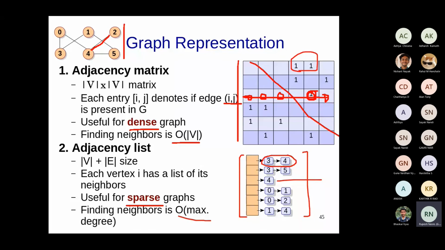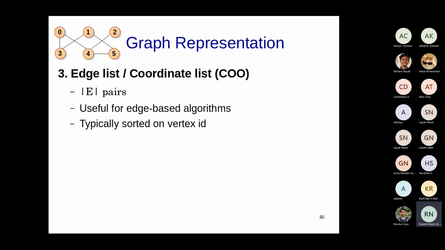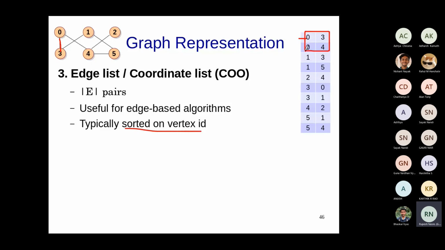The first one is essentially the edge list, which is also called the coordinate list format or COO format. What we do is we just store all the pairs for the edges. So essentially each entry is an edge. 0 to 3 is an edge, so I just store that. And typically this gets sorted by the vertex ID. So 0, 3, 0, 4 becomes the adjacency list of node 0. Similarly, 5 is connected to 1 and 4. So like that, we store just the edges. This becomes very easy. I can store this on the CPU also, transfer it to the GPU and process it on the GPU. No pointers involved.